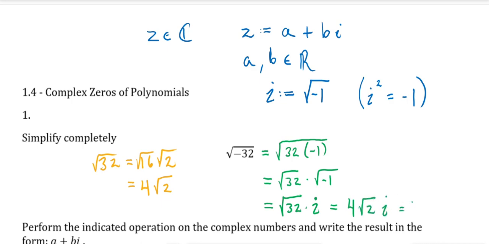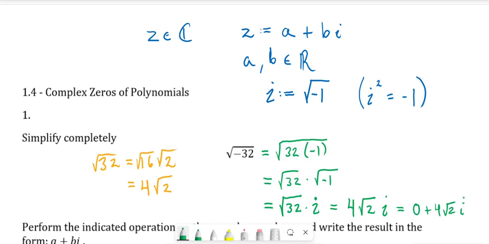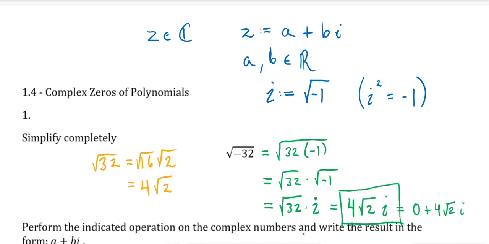You'll sometimes see this as 4i radical 2 because multiplication is commutative. We can write that however we like. But it's a bit more common to see the i's written at the end of the expression, because this more closely fits the form 0 plus 4 radical 2 i, where now 0 and 4 radical 2 are my real numbers a and b respectively. So for the remainder here, I will be writing the i's at the end of the expression when I go to write an answer.